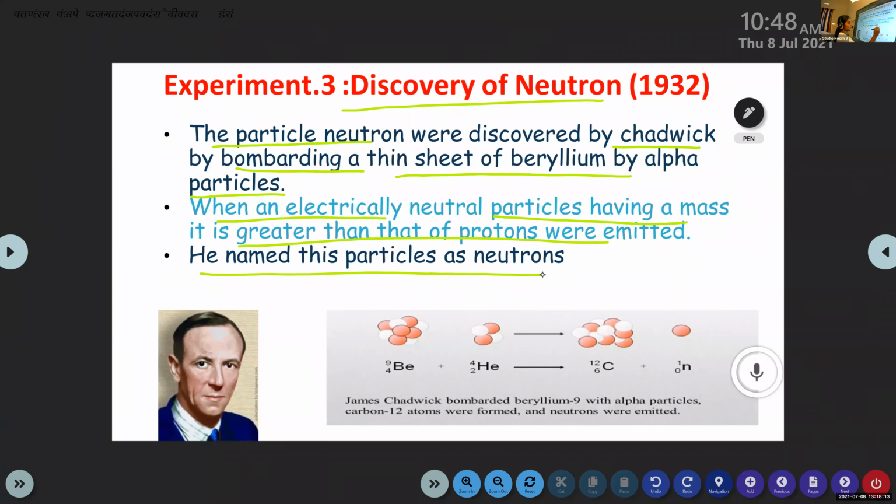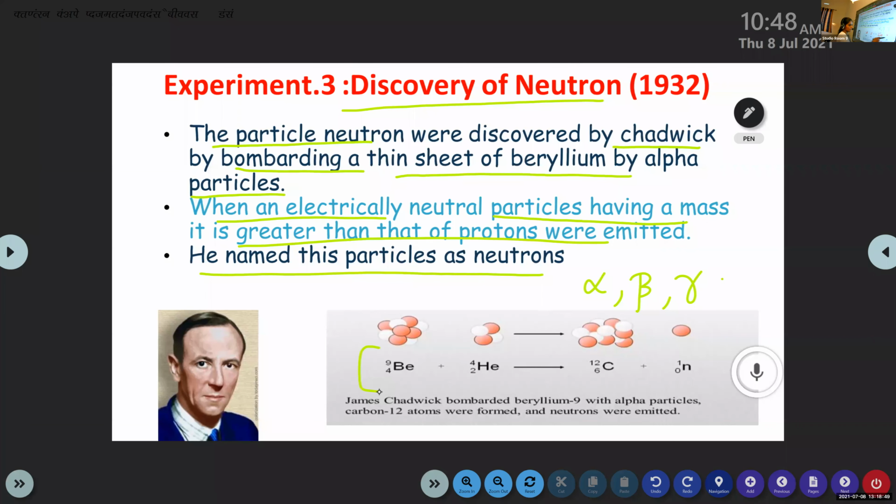We learned about different types of particles, alpha, then beta, gamma, etc. Different rays. So using these alpha particles, he bombarded a thin sheet of beryllium. He observed that electrically neutral particles, that means with no charge, having a mass slightly greater than that of proton were emitted. But the charge of this particle is neutral. He named these particles as neutrons. Clear?